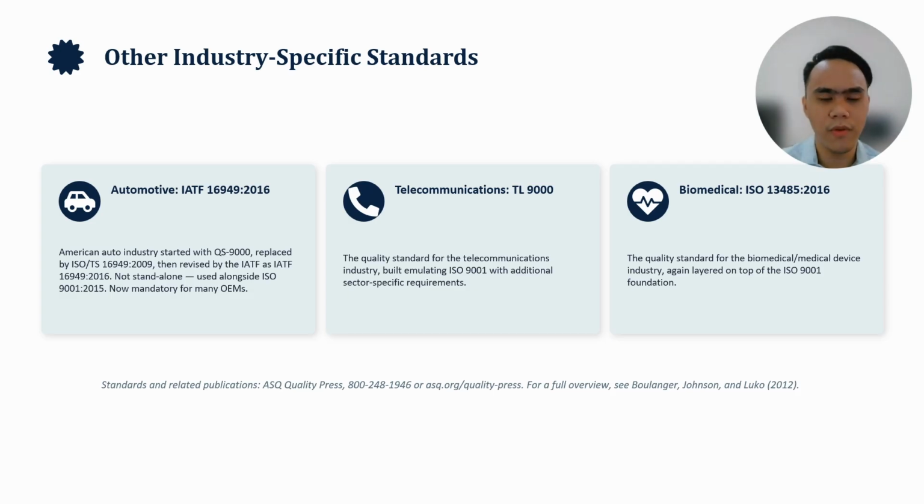If you want to actually obtain these three standards or related publications, this topic points to ASQ Quality Press, reachable by phone and through their website. Commentary and assistance on all three industry standards can also be found by searching the standard number in their search engine. And for a broader view of quality standards, this chapter recommends Bollinger, Johnson, and Lucas, 2012.